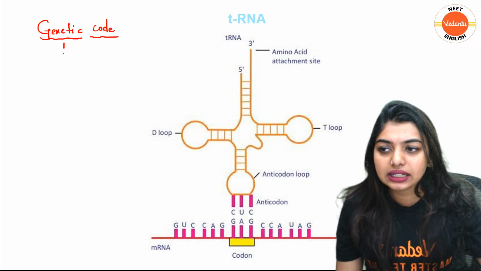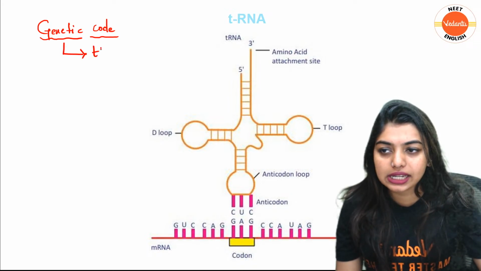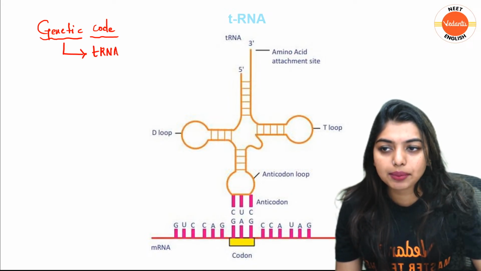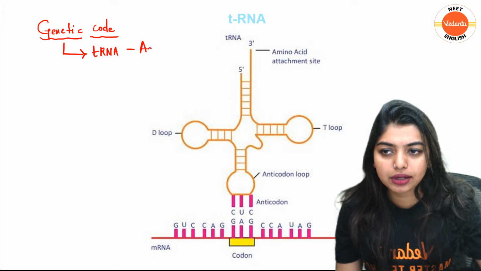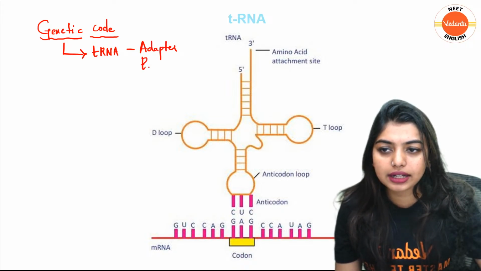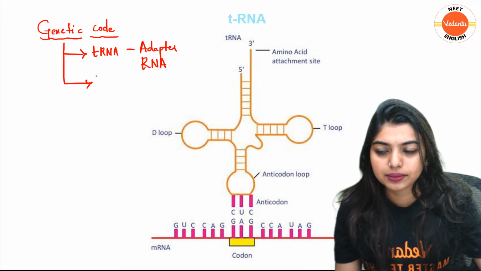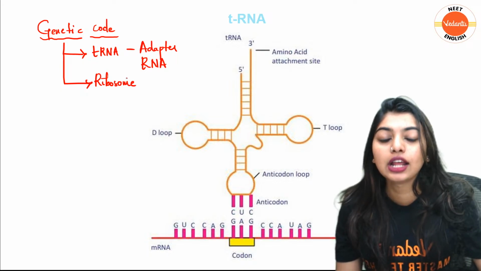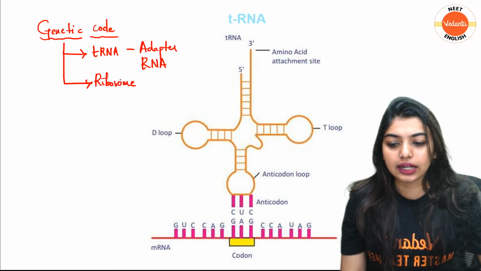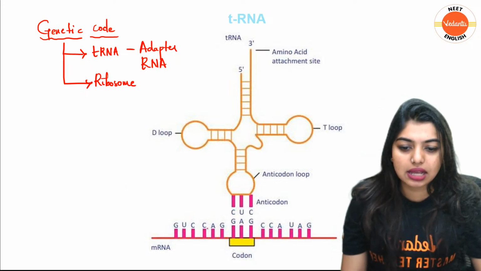For that, we took the help of our tRNA, which is an adapter molecule. Adapter RNA, plus the help of ribosomes, to read the mRNA, right? So this is the mRNA strand. These are my genetic codes.